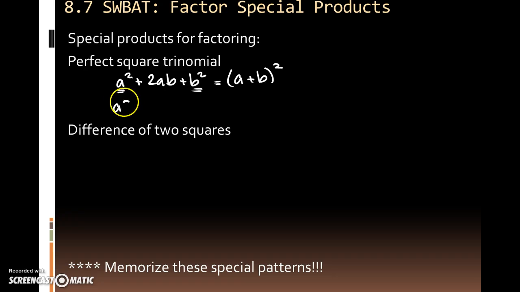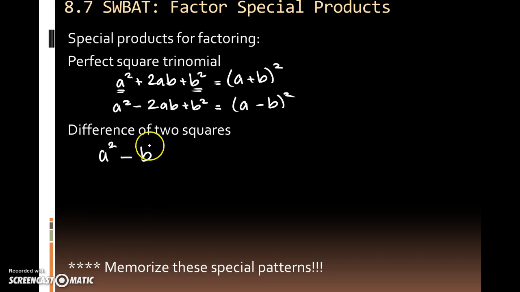The other perfect square trinomial that you've learned about is minus 2ab instead, and this is equal to a minus b squared. So we've gone from this way to this way, and now we're just going the opposite way because now we're factoring instead of multiplying it out. Difference of two squares. Well, difference means subtraction. Two squares, so a squared is a square, and b squared is a square. This was equal to a plus b times a minus b. Again, you've seen it, you've learned it, but now you're going to go the opposite direction.